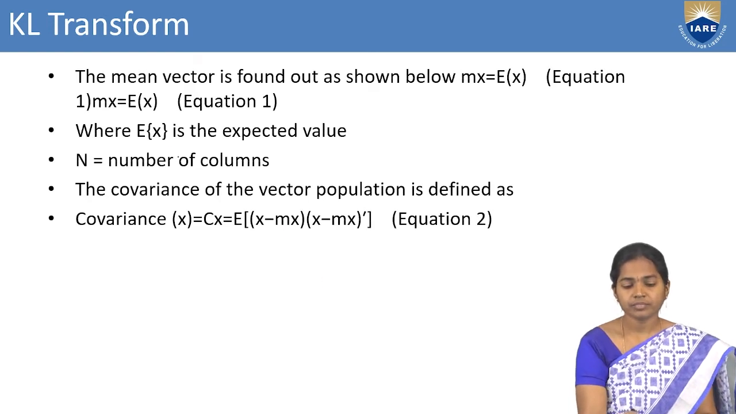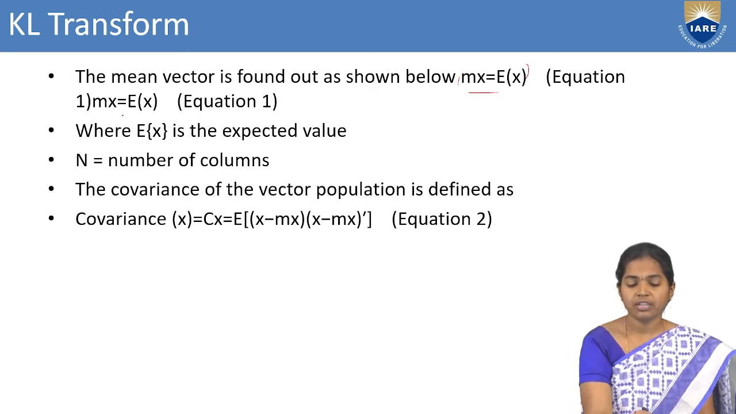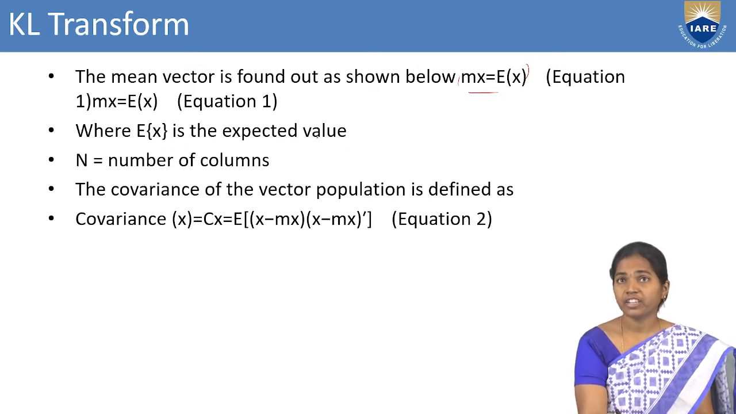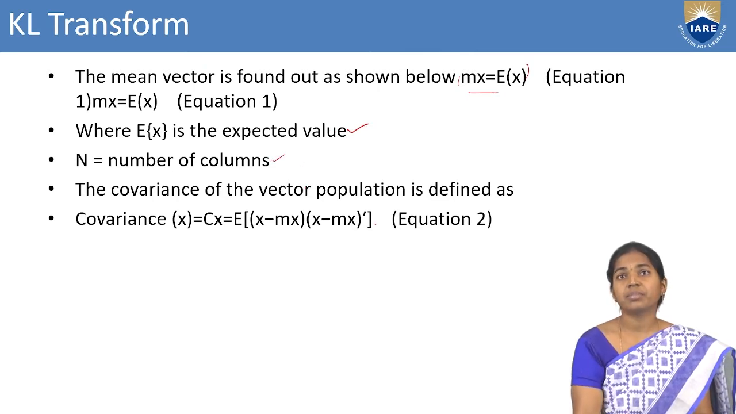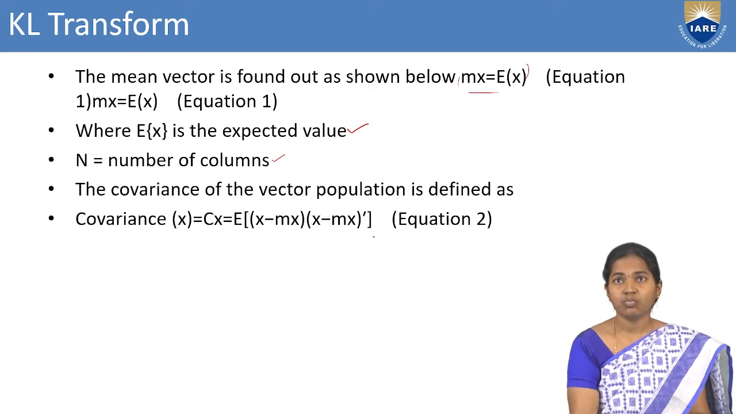In this, the mean vector is found as shown below, that is mx equals E of x. This is equation 1, where E of x is the expected value and n is the number of columns.